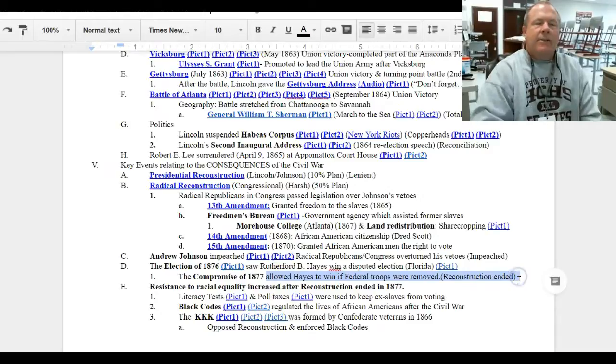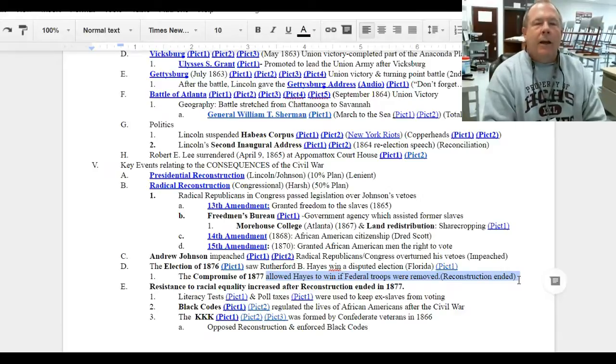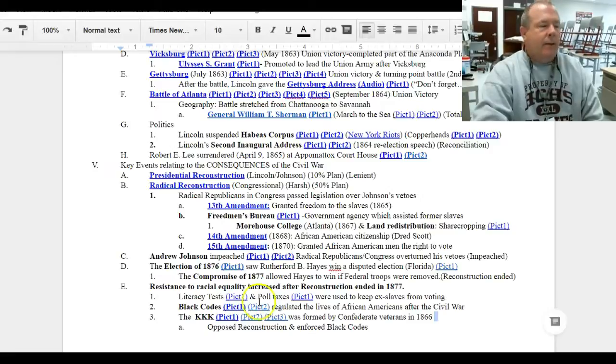The Compromise basically said the Republicans promised that if Hayes could be elected president and the Democrats would not fuss about it, Congress promised to remove all federal troops from the South. Well, this means that Reconstruction is effectively ended. That does not mean, however, that when Reconstruction ended in 1877, everything was happy-go-lucky in the South.